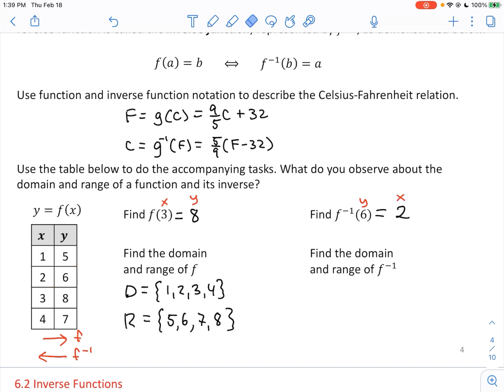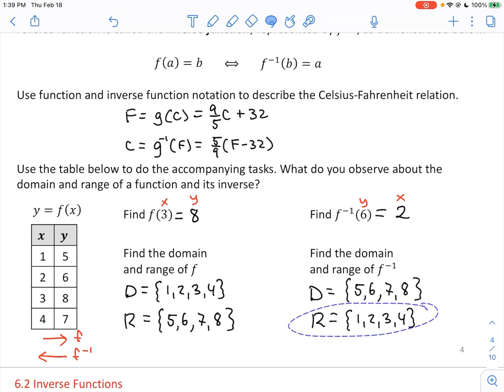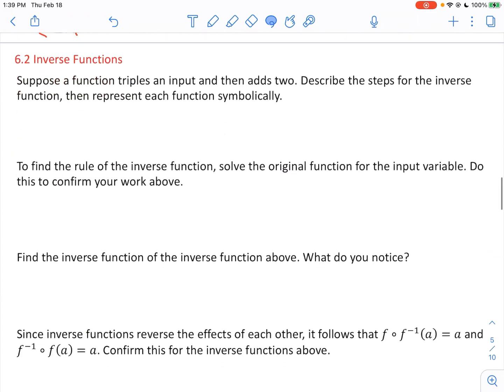So the inverse function treats all of the y's as the inputs and the x's as the outputs, meaning that the domain and range are going to simply switch. The domain is the y coordinates and the range is the x coordinates. Okay, let's go to the next slide.